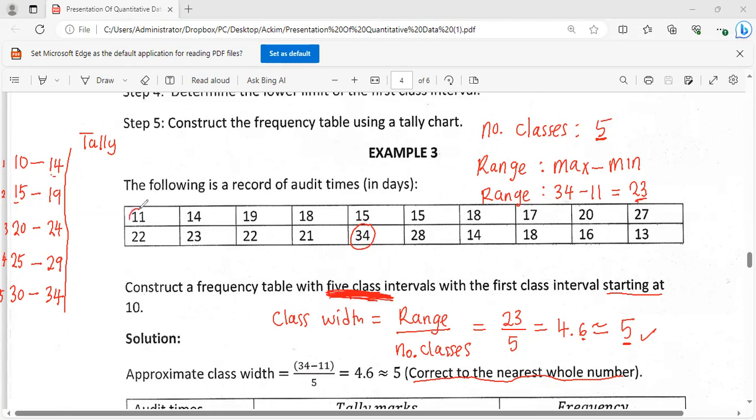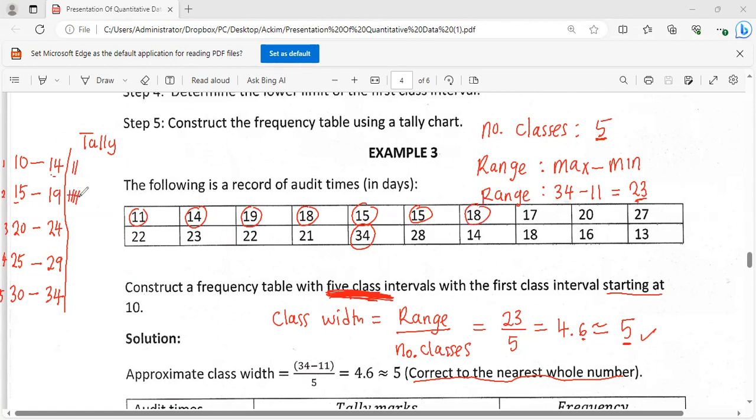The first number that we have is 11. So 11 is falling under 10 to 14, so we put a tally there. The next number is 14, so we put a tally in the same group. The next number is 19, which is in the second group. 18 in the same group, 15 in the same group, another 15 in the same group, and we have 18 in the same group.